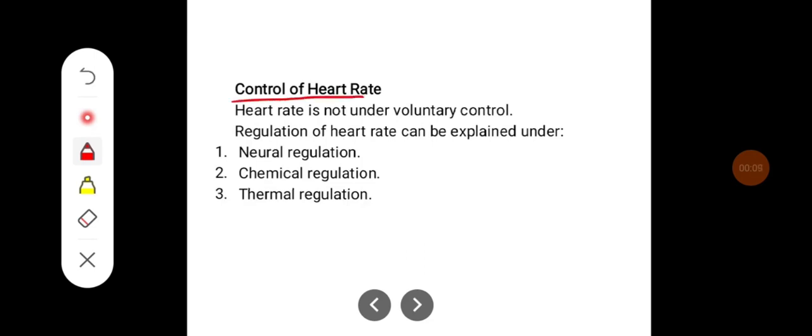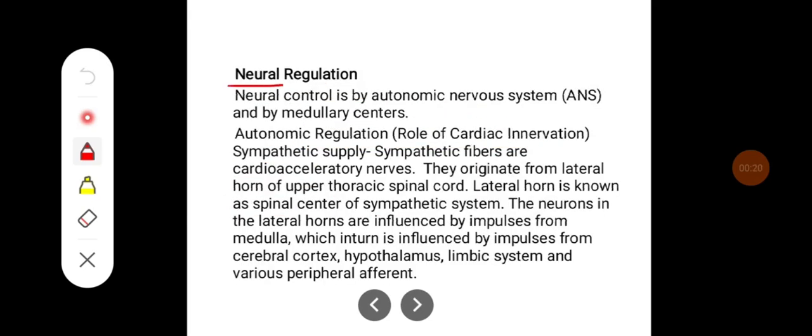Regulation of heart rate. Heart rate is not under voluntary control. The regulation of heart rate can be explained under neural regulation, chemical regulation, and thermal regulation. Neural regulation is by the autonomic nervous system and by medullary centers.